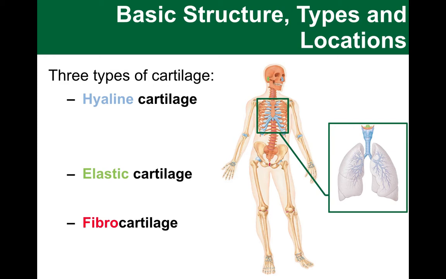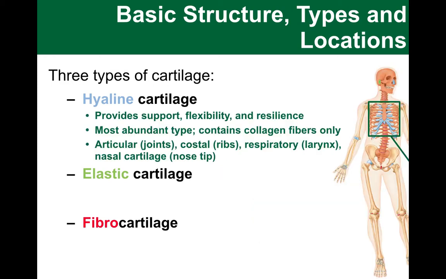So, hyaline is the most common of these. It can be found on various joints known as articular facets, or at your costal cartilage where the rib ends before joining the sternum, which is your chest bone, and at respiratory pathway airways. And of course, your nose tip. As for its structure, it contains only collagen fibers, and therefore it provides a great combination of support, flexibility, and resilience.